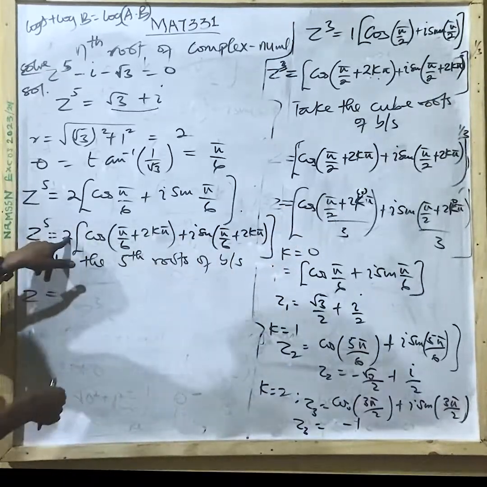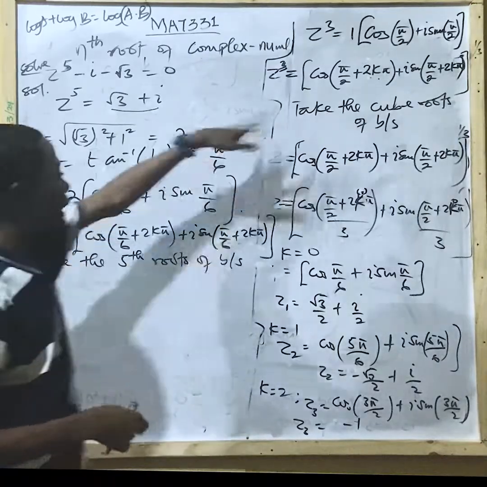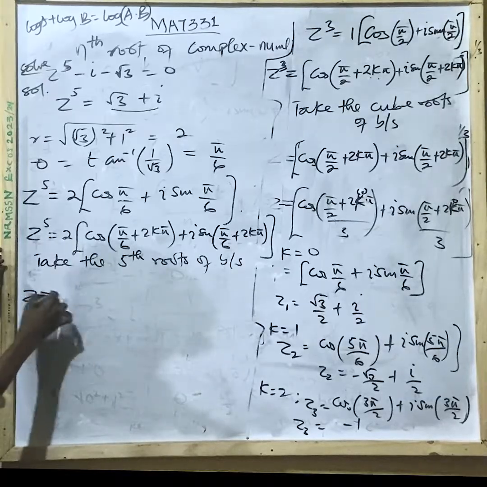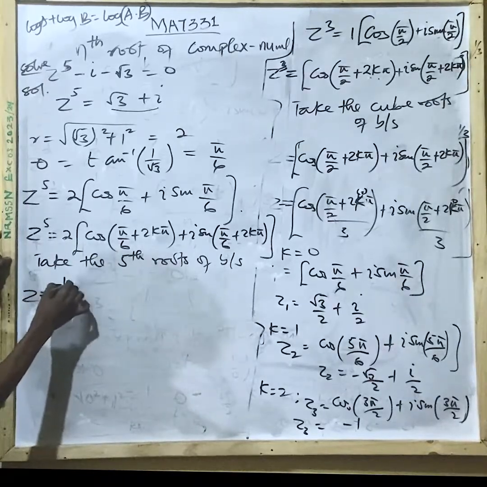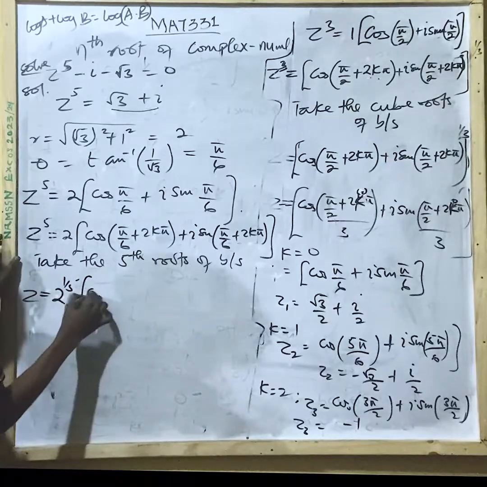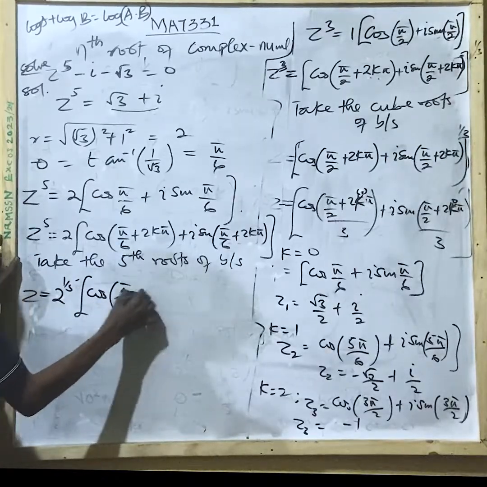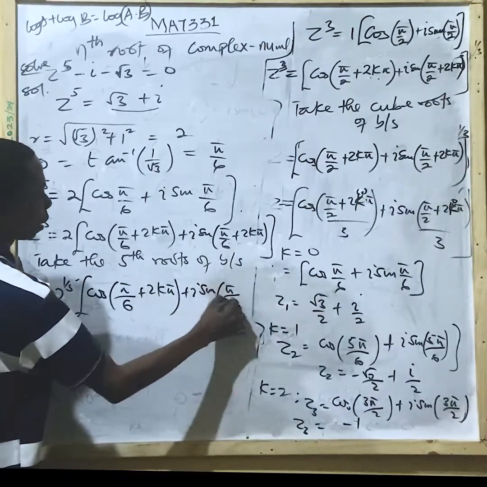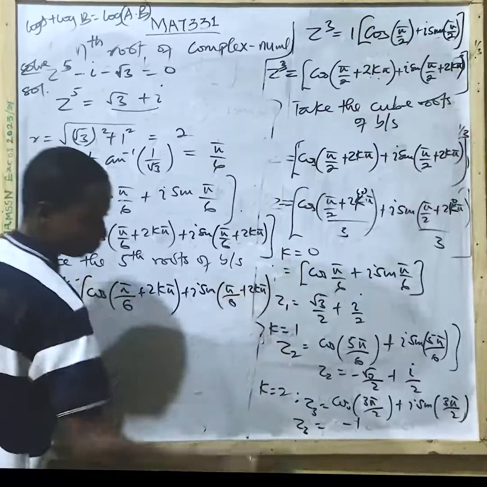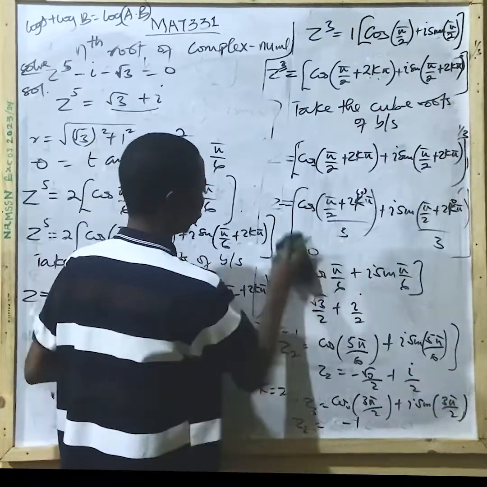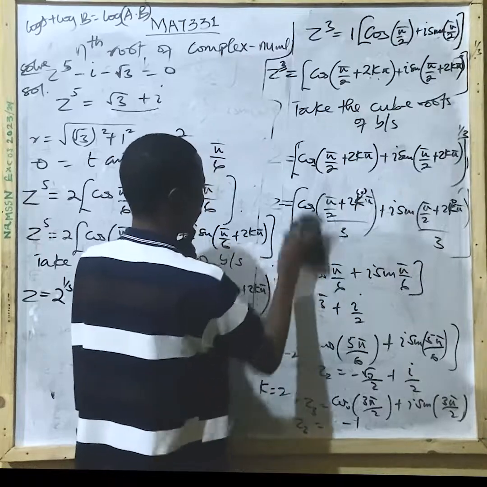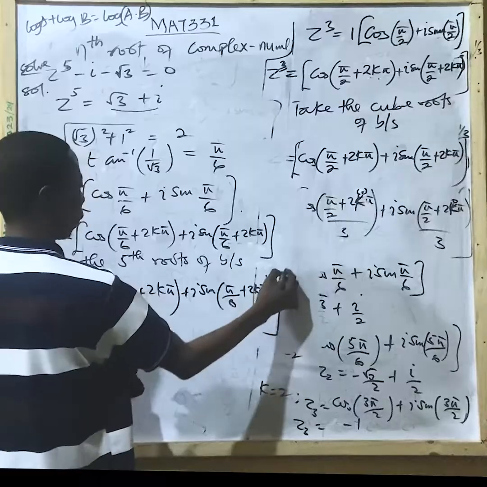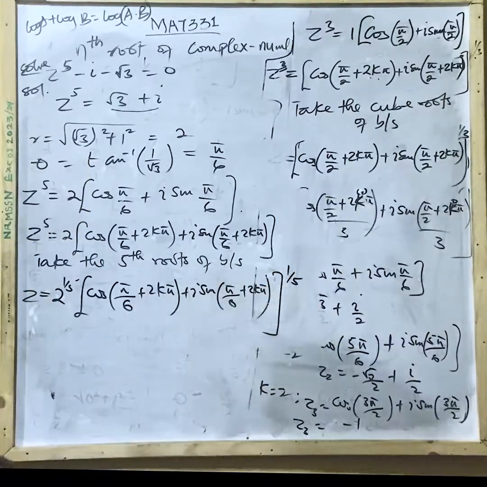Unlike the previous example where I had 1, so 1 didn't really matter and I ignored it, here now I'm having 2, so I have to include it in all my solutions. So if I take the fifth root here, we have cos(pi over 6 plus 2k pi) plus I sine(pi over 6 plus 2k pi), raised to power 1 over 5, right?